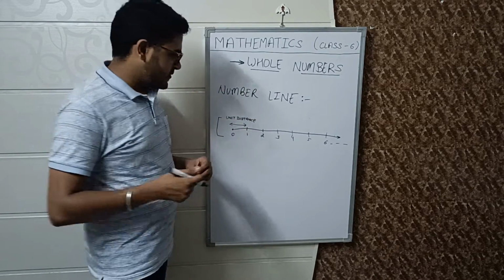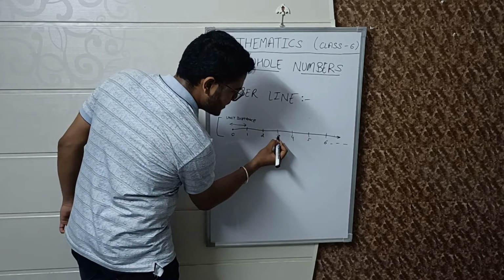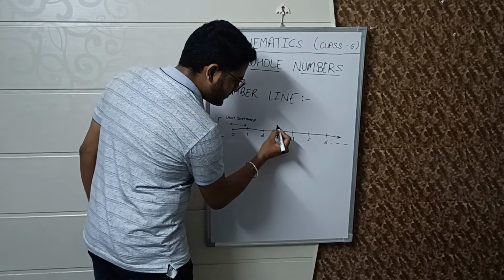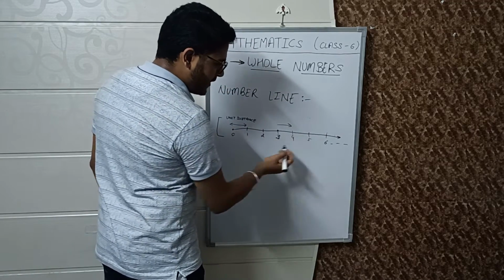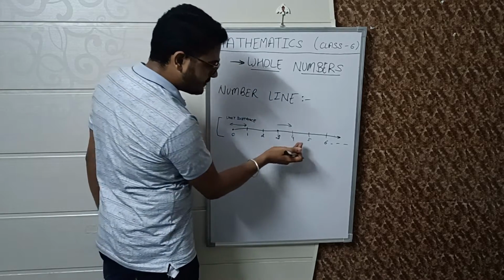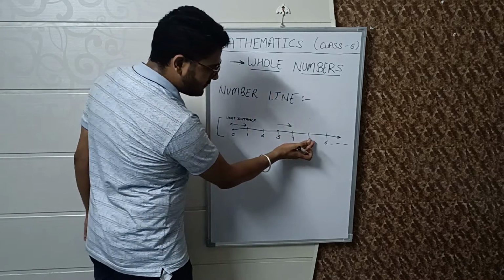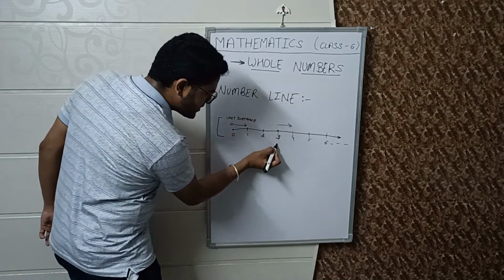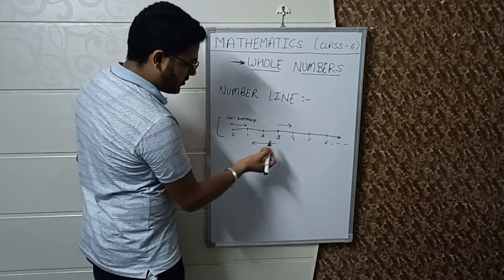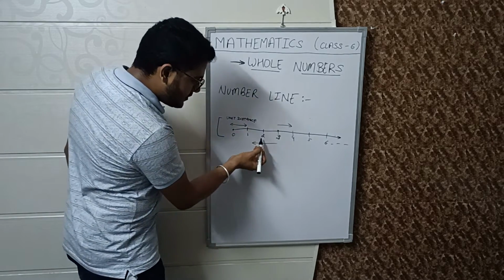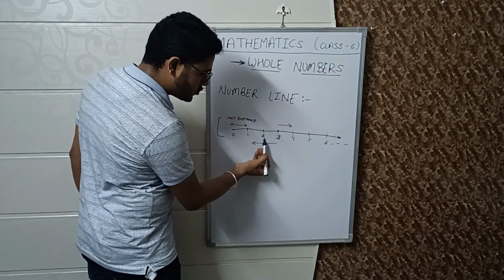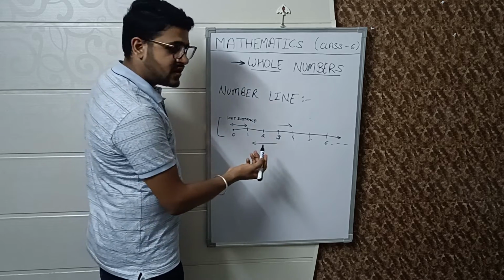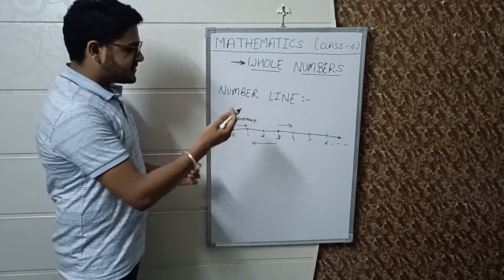So some points to be noted here. Let's talk about this point 3. Just see one thing, all the numbers which are to the right of this number are greater than the number 3. For example, 4 is greater than 3, 5 is also greater than 3, 6 is also greater than 3. And similarly, all the numbers which are on the left side of this number on the number line are less than the number. For example, 2 is less than 3, 1 is also less than 3, and 0 is also less than 3. So this is a number line.